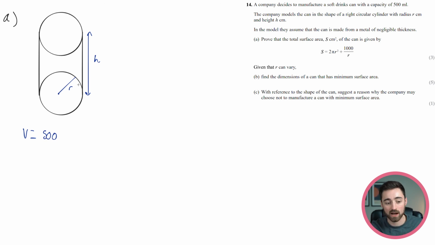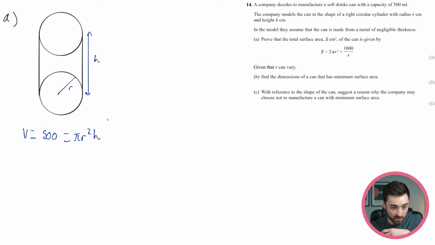Well, if I was to work out the volume of this in terms of r and h, what would I do? I would take the cross-sectional area of this, which is pi r squared, and multiply it by the height. So I know that pi r squared h is equal to 500.